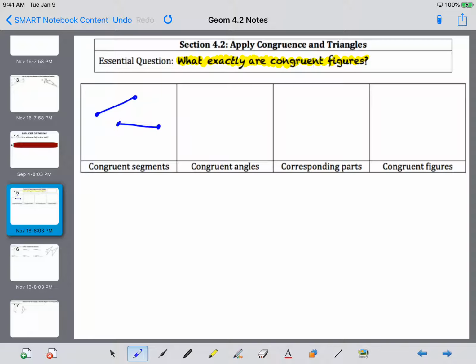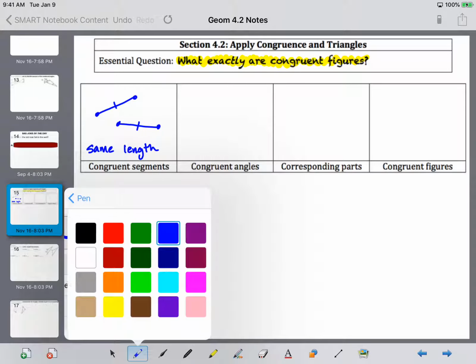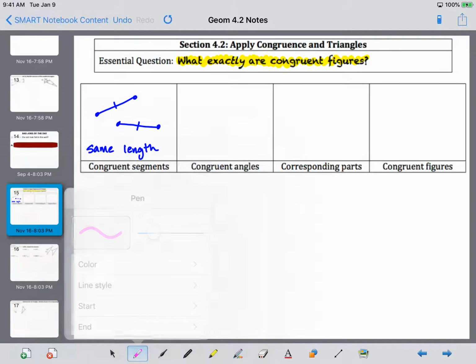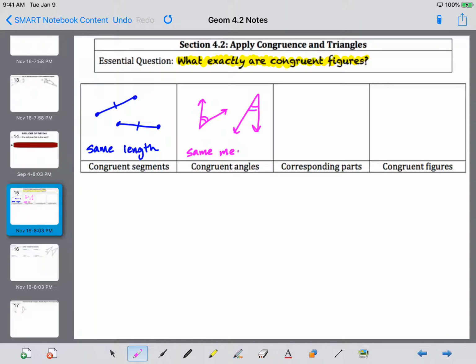So say I've got this segment here with a tick mark and another segment with the same tick mark. These segments would have the same length. And then we'd say they're congruent. All right, moving on. Congruent angles. So say we have this angle over here and this angle over here. If I have a double arc here and a double arc here, these have the same measure. All right, and we would call those angles congruent.